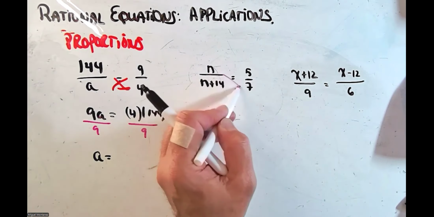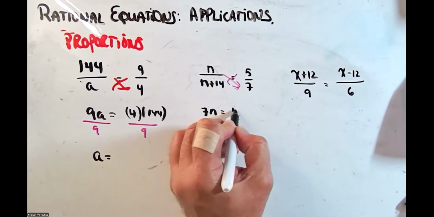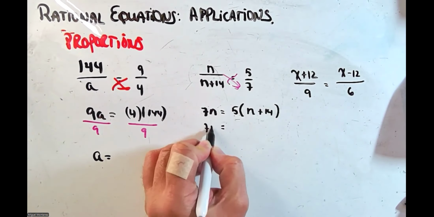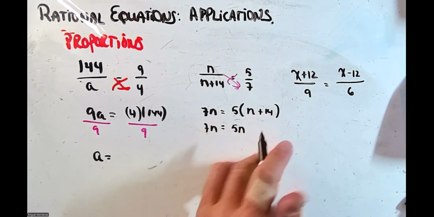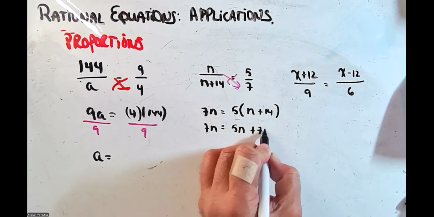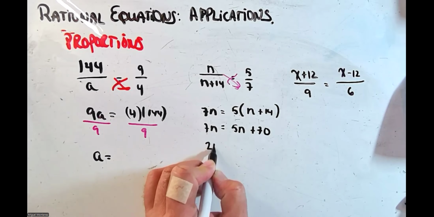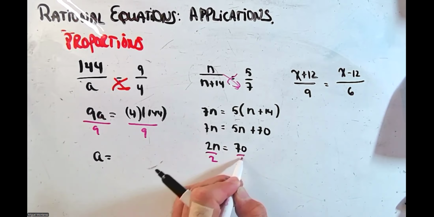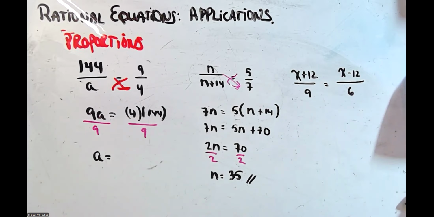Once again here, cross. So we have 7 times n: 7n equals 5 times n plus 14, which is the same thing as 5n plus 5 times 14, that's 70. And we can subtract 5n. That would be 2n equals 70, divided by 2. Half of 70 is 35. We're done.